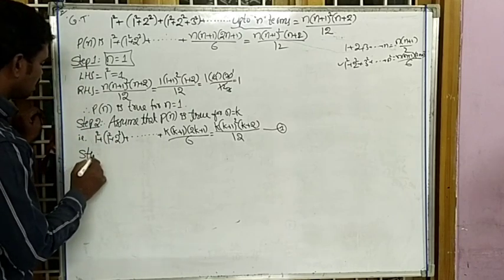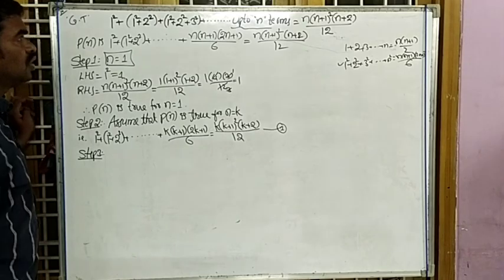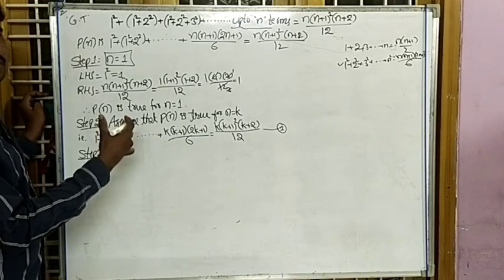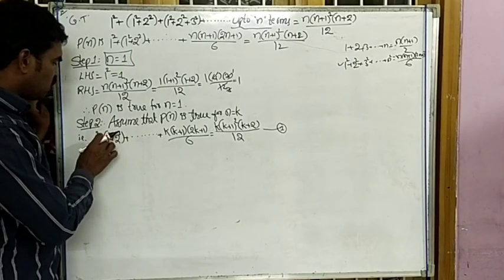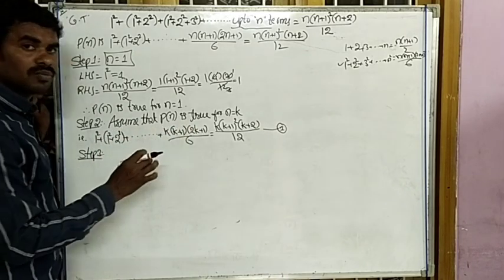Next, step 3. In step 3, we should prove it is true for n equal to k plus 1. Okay, actually we have the first term, second term, so the kth term only is there.